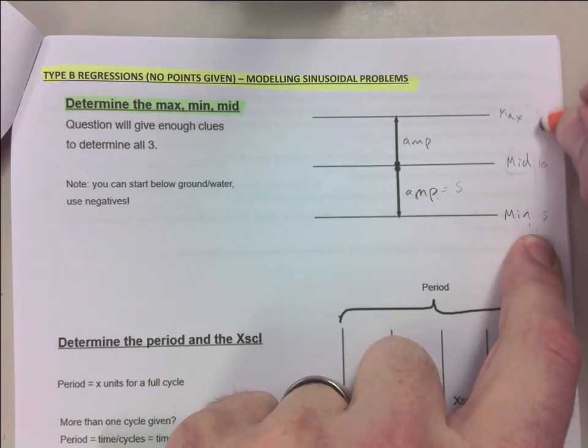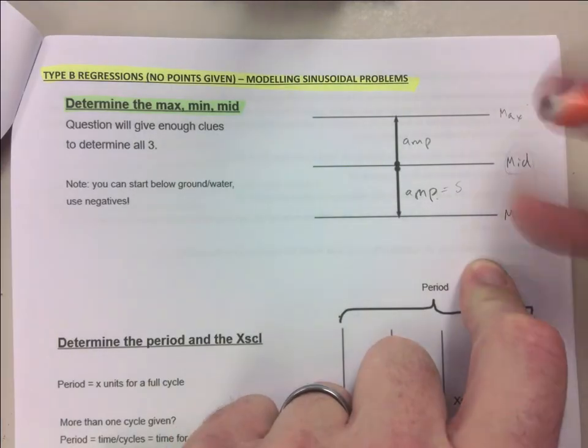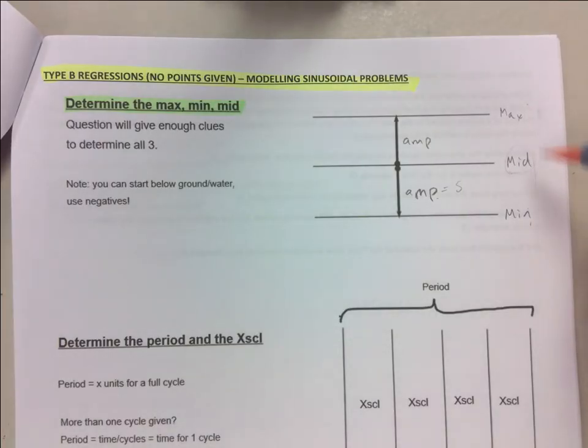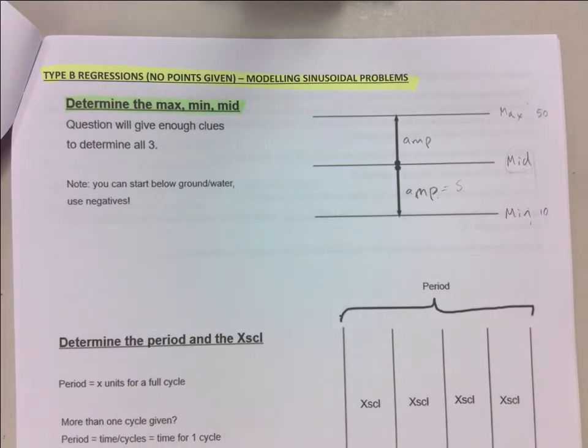So I would erase this. I'm just trying to prepare you mentally for what we're doing next. If I give you the highest and the lowest, let's use easy numbers. If I tell you that this is 50 and this is 10, can you figure out the rest? Do you remember the equation of the midline? Max plus min, that's 60. Divide that by 2. That means that this is 30, right? And can you figure out what the amplitude is just by looking at this? There's a 20 difference here, and there's a 20 difference there.